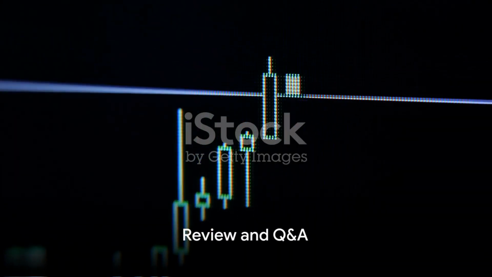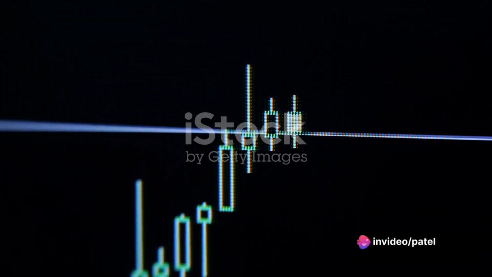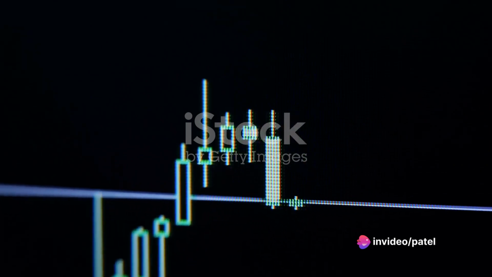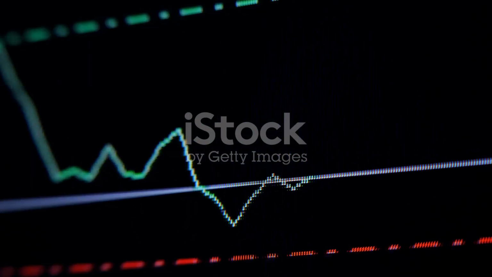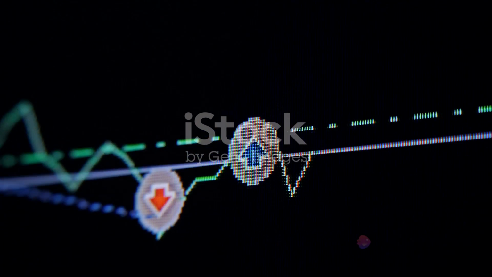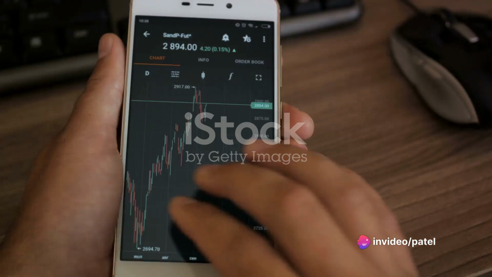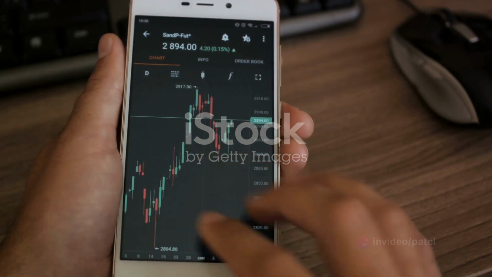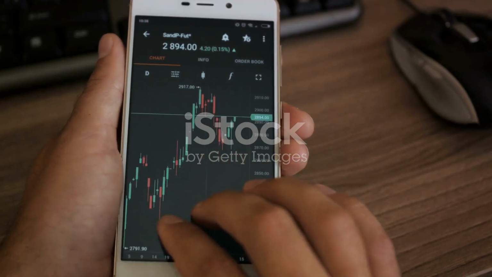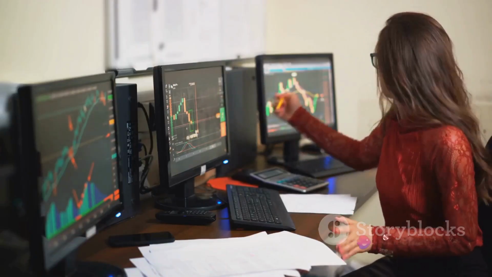Before we wrap up, let's recap the key points we've covered today. We started with the basics of Forex trading, diving into the nitty-gritty of currency pairs, bid-ask prices, and how to leverage these in your trading. Then, we explored the world of technical analysis, discussing the importance of trend lines, support and resistance, and key indicators. We also touched on fundamental analysis, where we emphasized understanding economic indicators and geopolitical events.